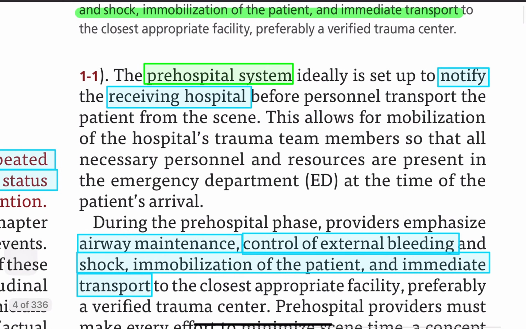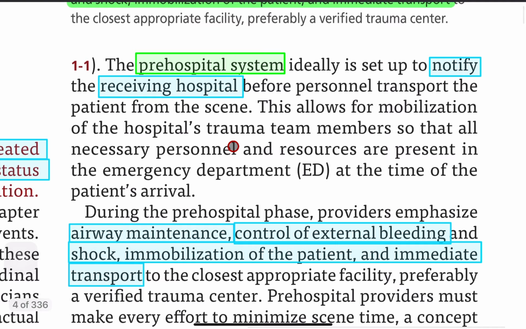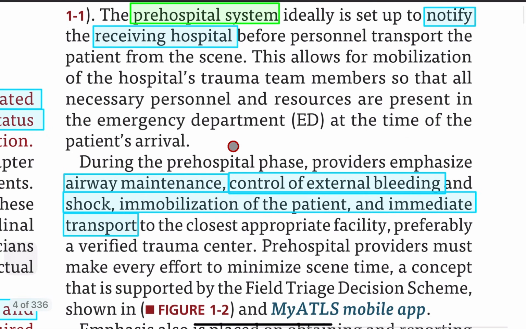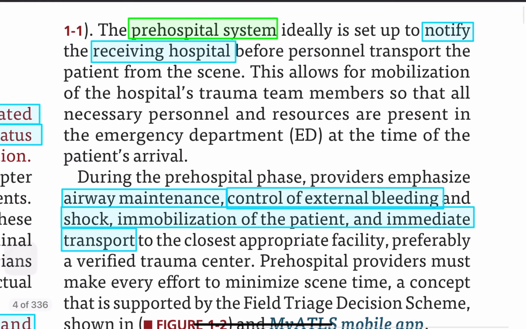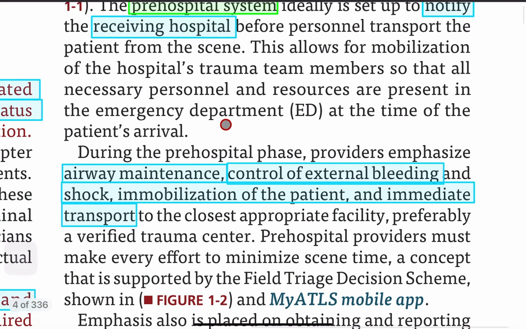Then in the pre-hospital system, what are the things that have to be done? Notify the receiving hospital, then airway maintenance, control of external bleeding, shock, immobilization of the patient and immediate transport. That is the work to be done in the pre-hospital system.